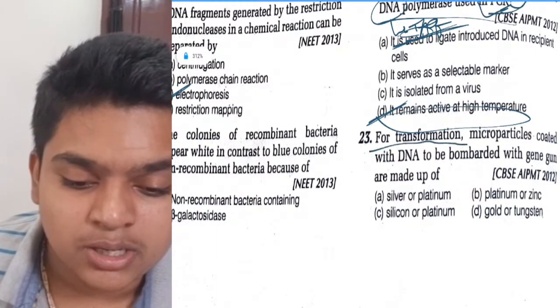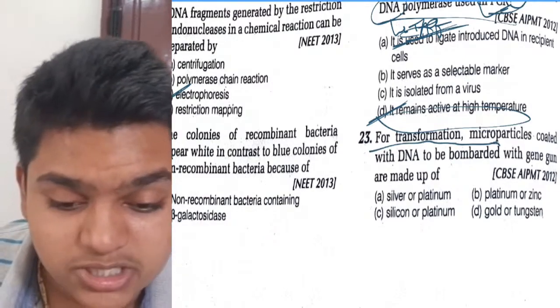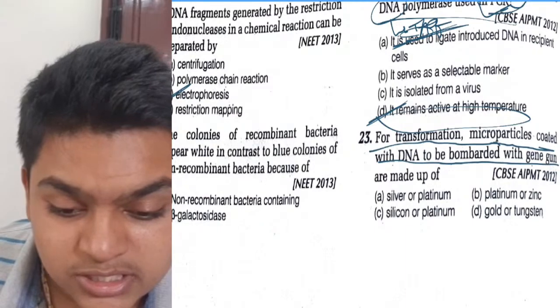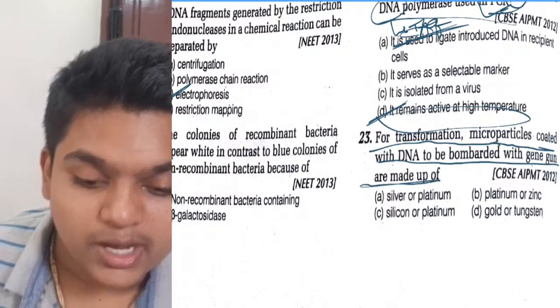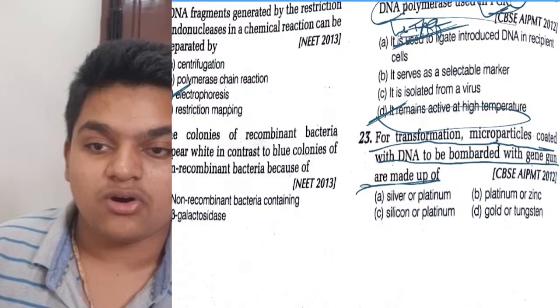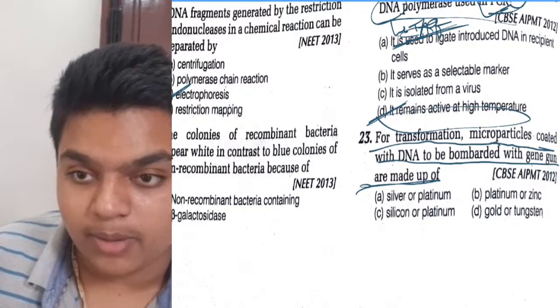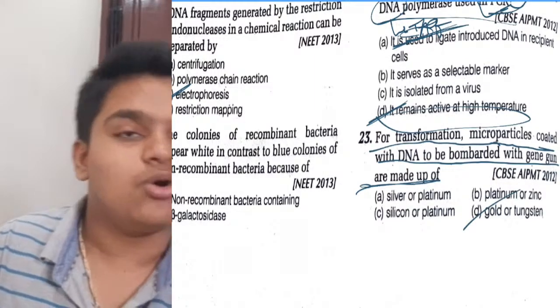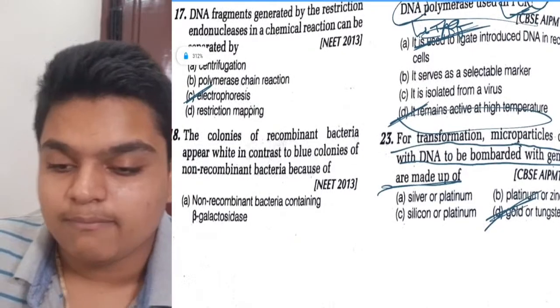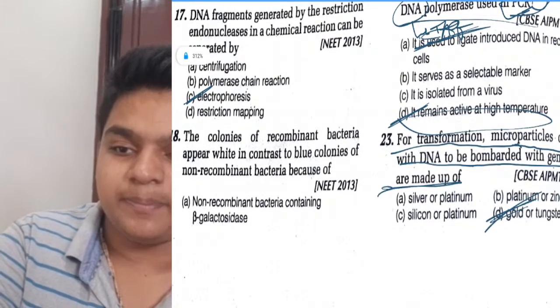Okay. For transformation, microparticles coated with DNA are bombarded with a gene gun. They are made up of what? I have already told you this. Gold and tungsten. They are made up of tungsten. Now we have completed the second page.